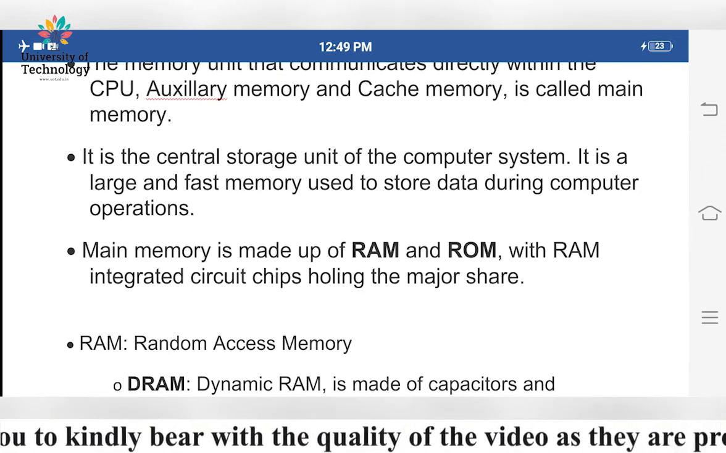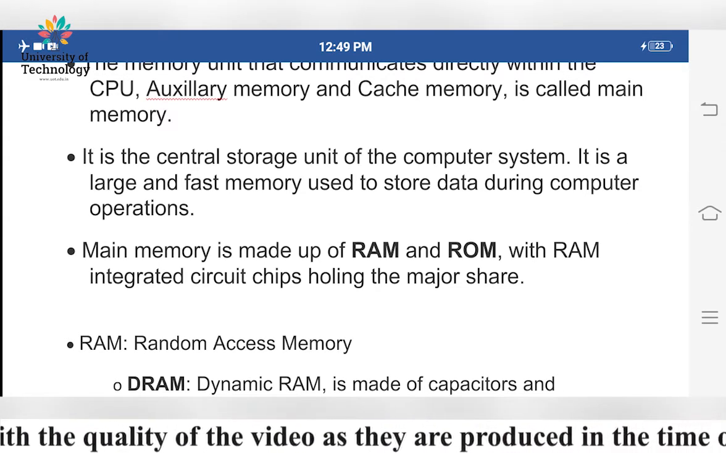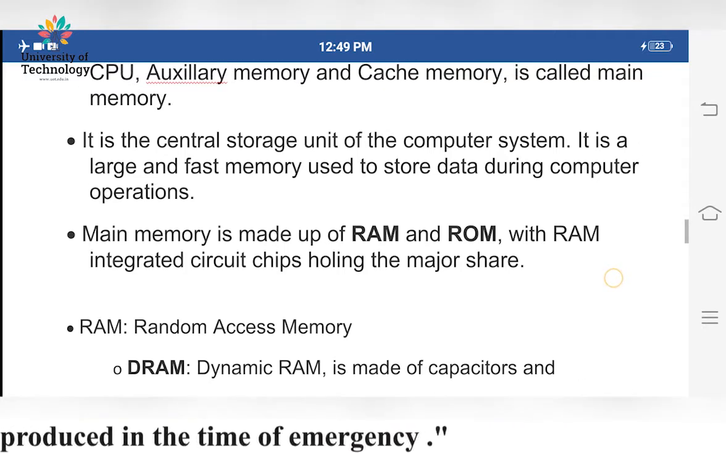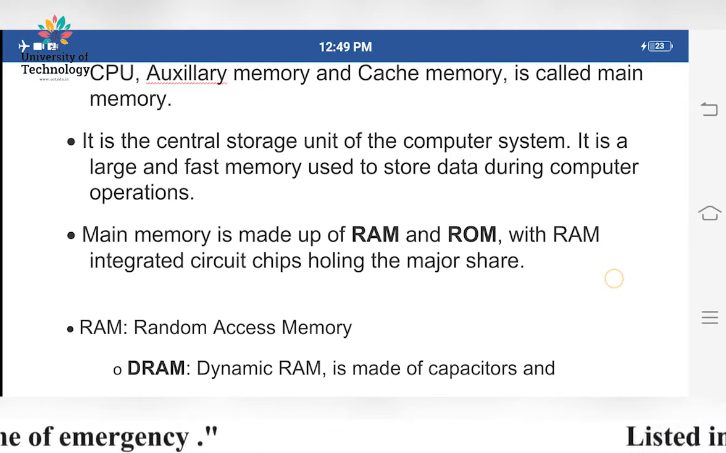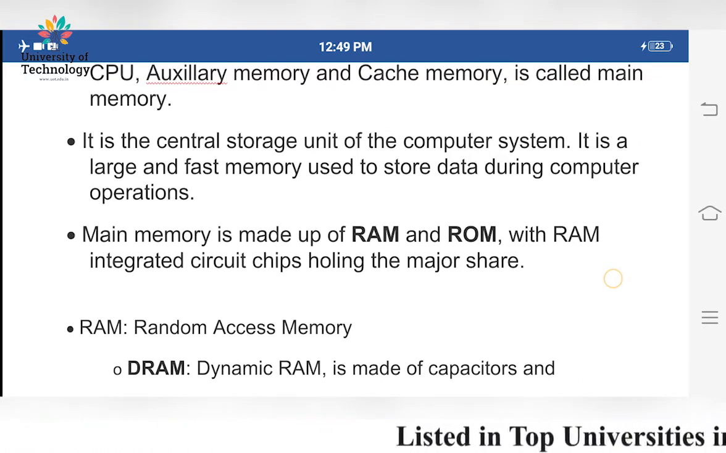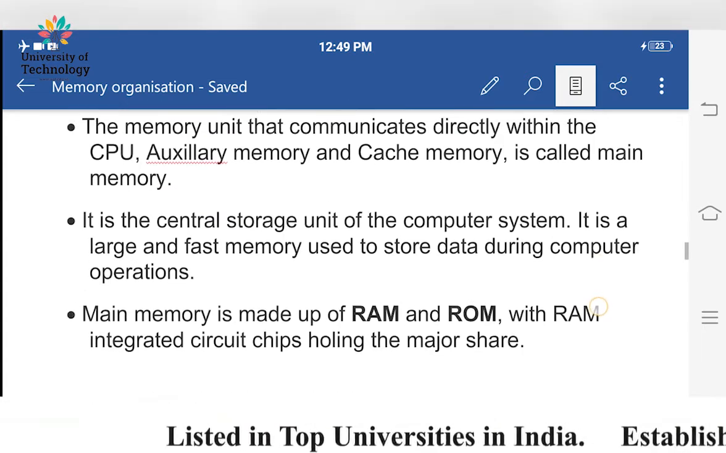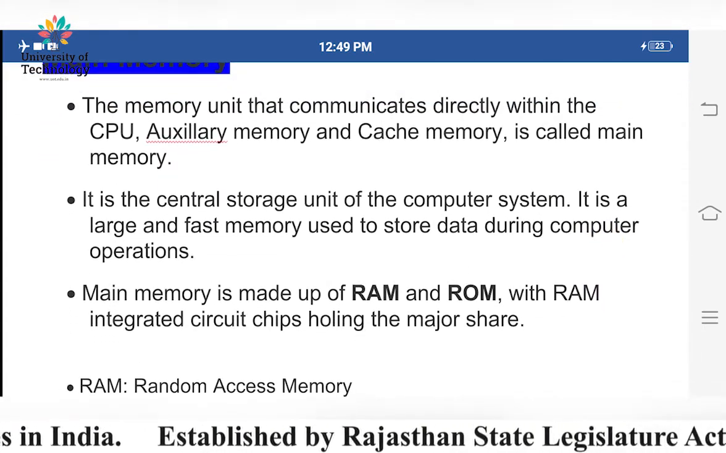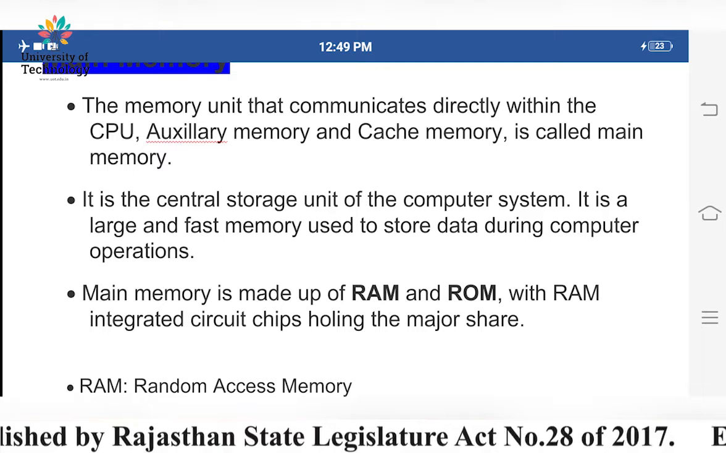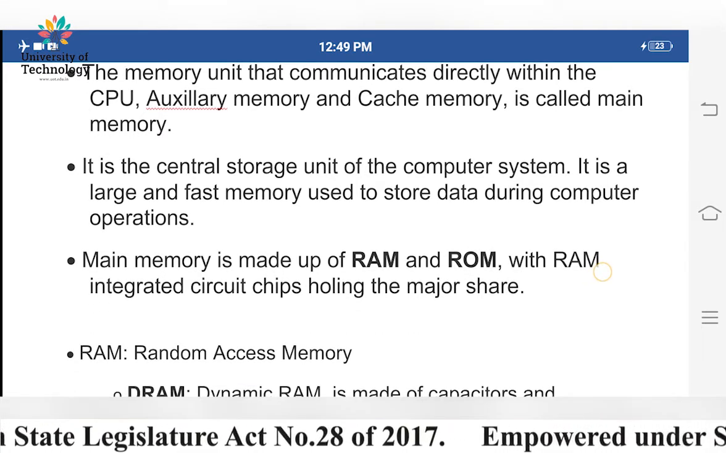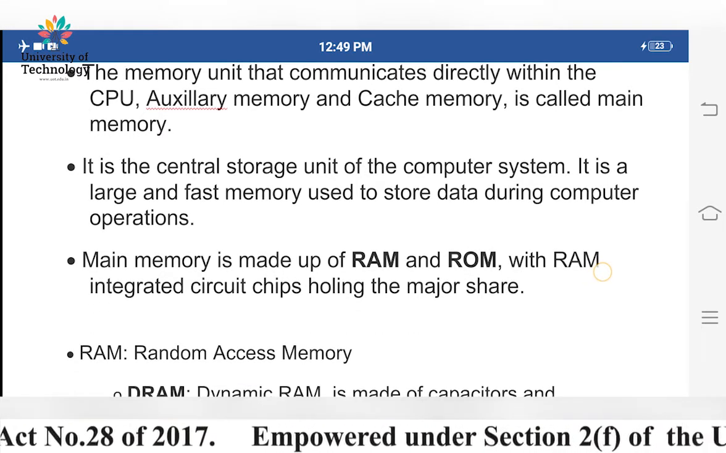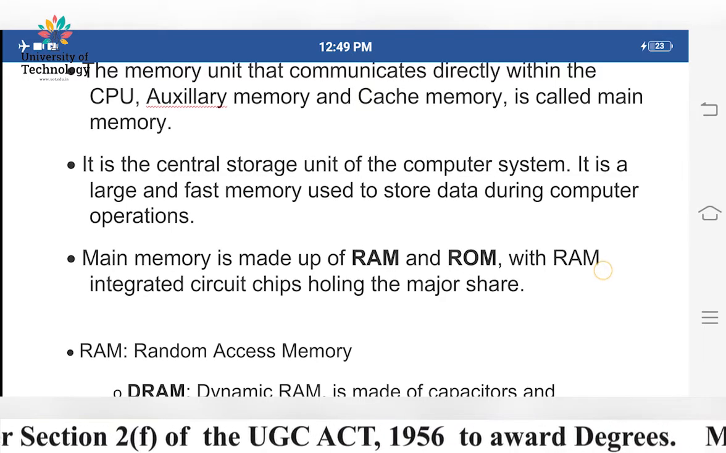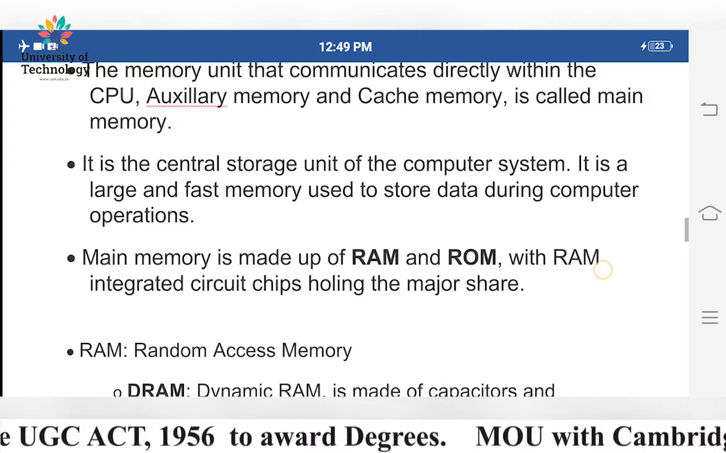See, it is the central storage unit of a computer system. It is a large and fast memory used to store data during computer operation. So what is the location of this type of memory? The location of the main memory is always central. It is located at the central position of a computer system, right?